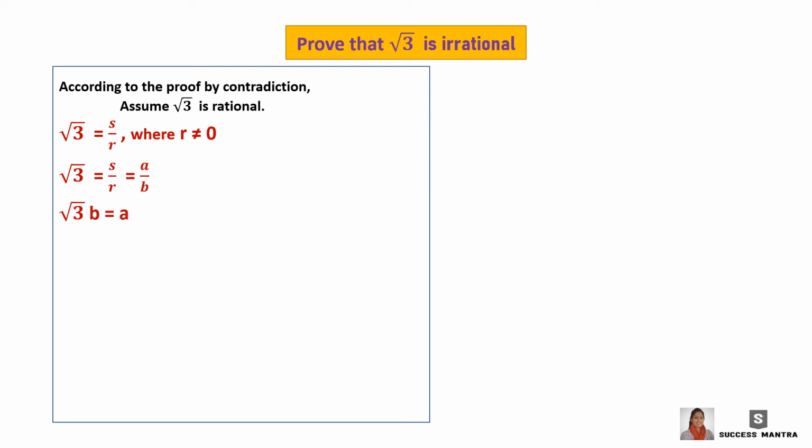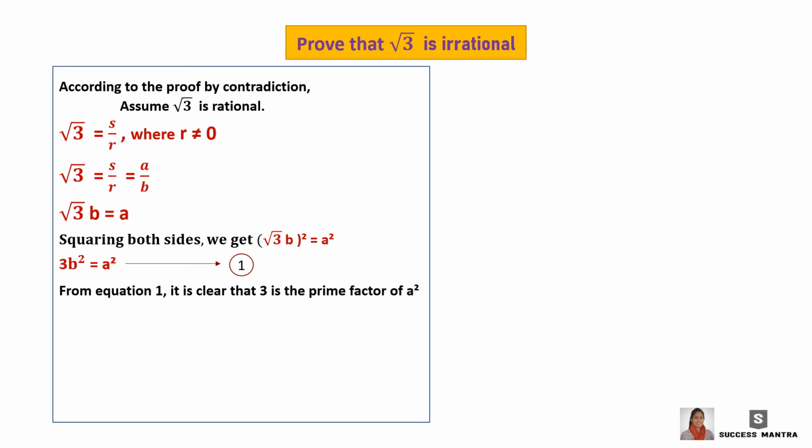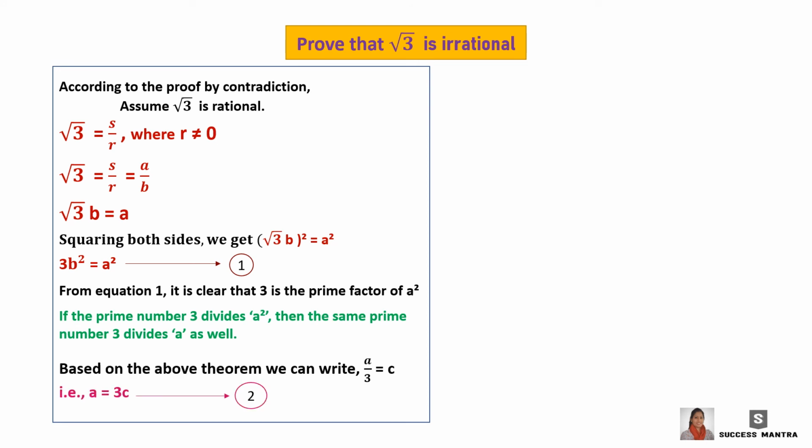On cross multiplying we get root 3 b is equal to a. Squaring both sides we get root 3 b the whole square is equal to a square. That is 3b square is equal to a square. From equation 1 it is clear that 3 is a prime factor of a square. If 3 divides a square, then the same prime number 3 can also divide a as well. So from equation 1 we can write a by 3 is equal to a constant c. On cross multiplying we get a is equal to 3c.